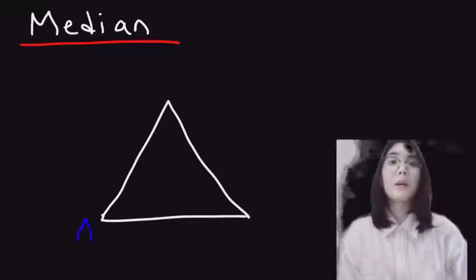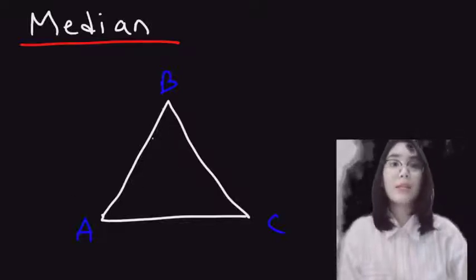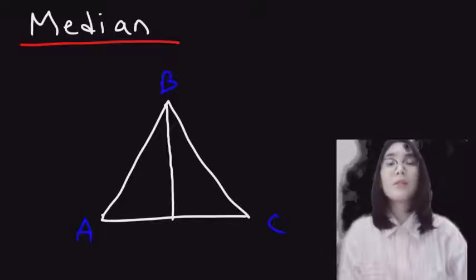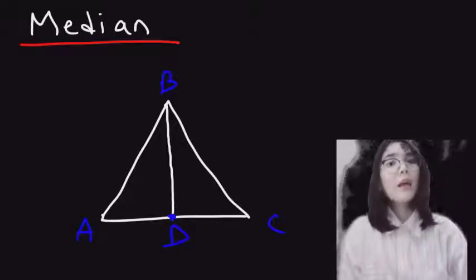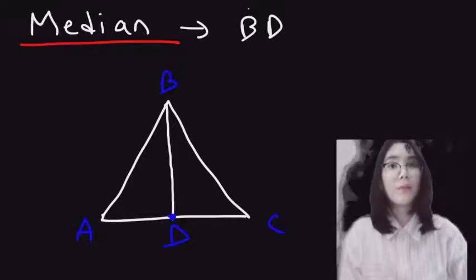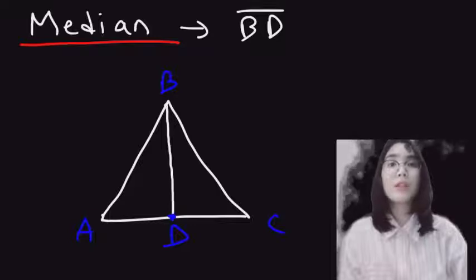Now let's talk about medians. What is a median? To understand this concept, let's begin by drawing a triangle ABC, and we are going to draw a line segment from B to some point which we'll call D. Now in the example, segment BD is a median. A median is a line segment drawn from the vertex of a triangle to the midpoint of the opposite side of the triangle.